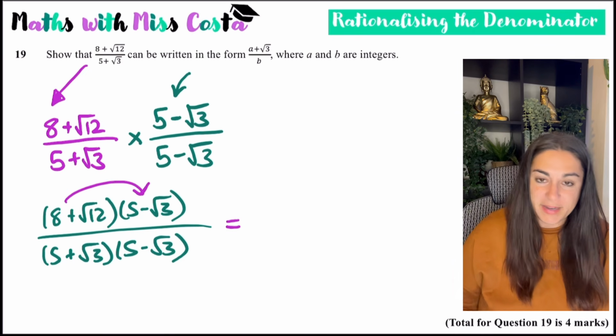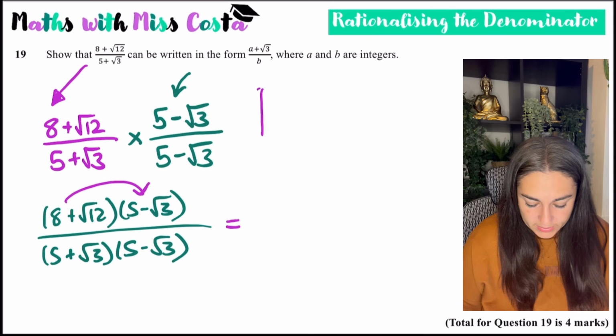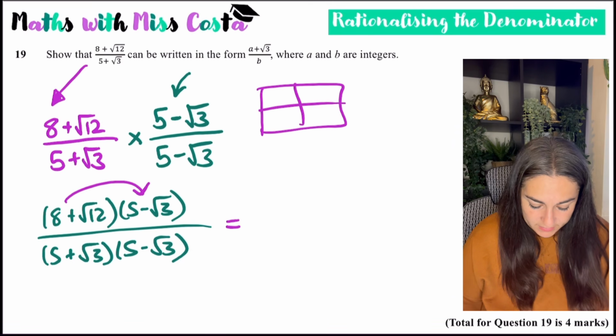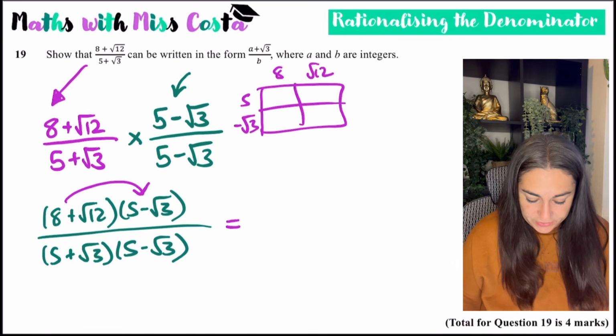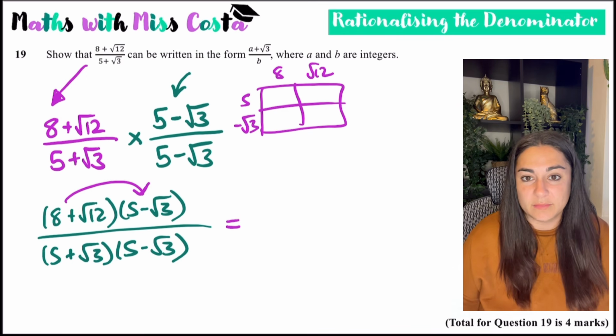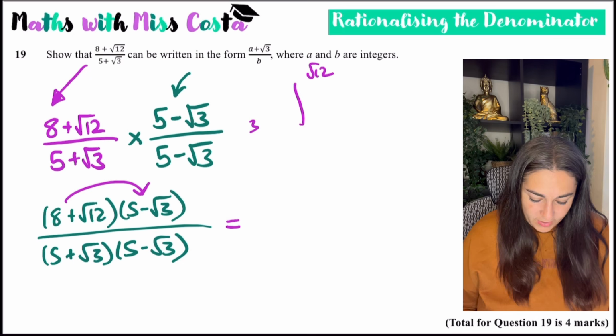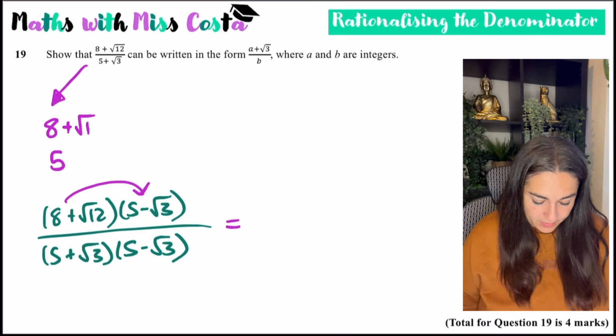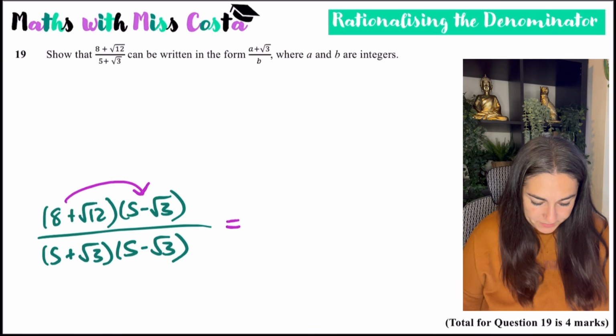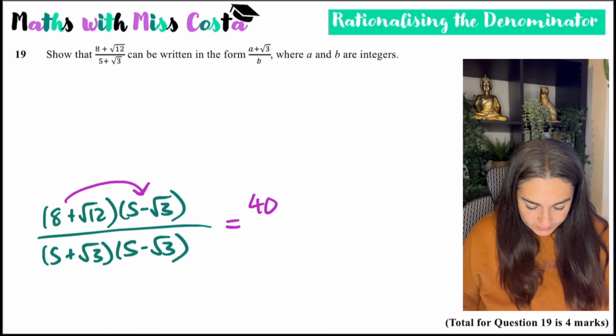Also, if expanding brackets is not your forte, I would really recommend using the grid method and just setting it up like that for yourself. It just means you're not going to miss any smaller parts. But I'm trying to keep this as brief as I can, so I'm just going to do it the shortcut way. So 8 times 5 is 40.